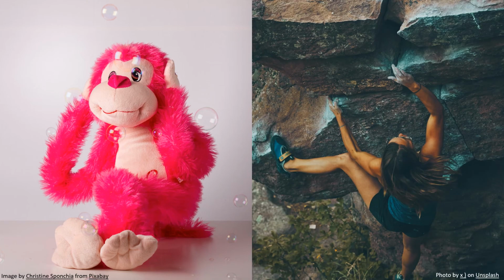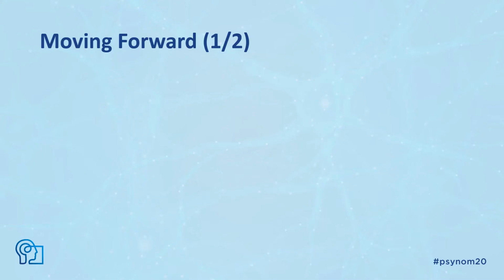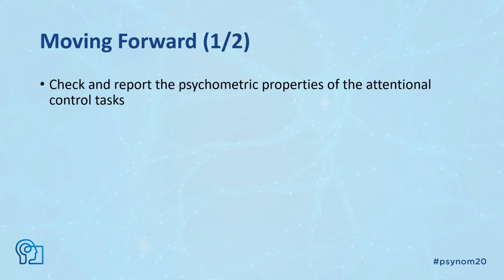So what do we do now? Should we just bury our head and ignore this and carry on? No, of course not. There are plenty of things we can do to tackle this challenge together. Moving forward, first of all, it would be really good to check and report the psychometric properties of the attentional control tasks whenever we do research on individual differences, not only on attentional control, but especially in attentional control.